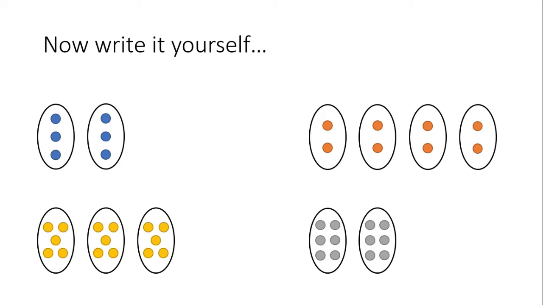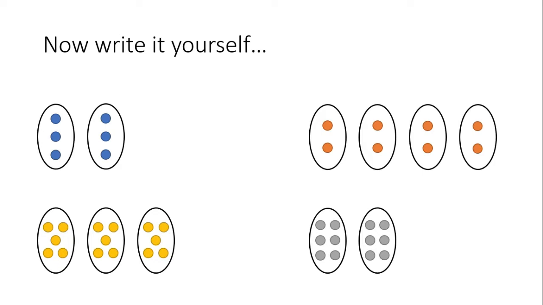You can think of the big ovals as the number of groups, and then the small dots in each of the ovals as the number of dots in each group. So, look at the pictures and then turn them into multiplication sentences based on what you've just learned about groups and the number of things in each group. Press pause to try it out, and then press play to check your answers.